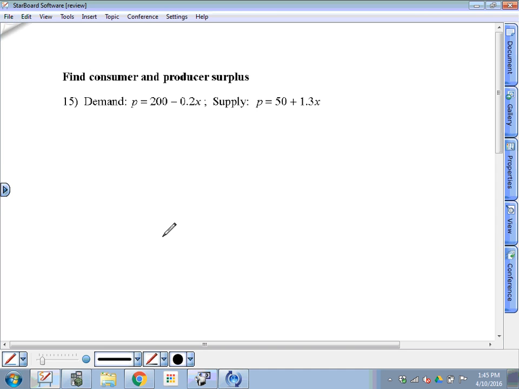Okay, question 15. Demand and supply. We're supposed to find the consumer and producer surplus. So, if we wanted to look at a graph of the situation, demand function here, if we're counting by 50s, starts at 200, has a negative slope. So, something kind of like that. The supply function starts at 50 and has a more positive slope.